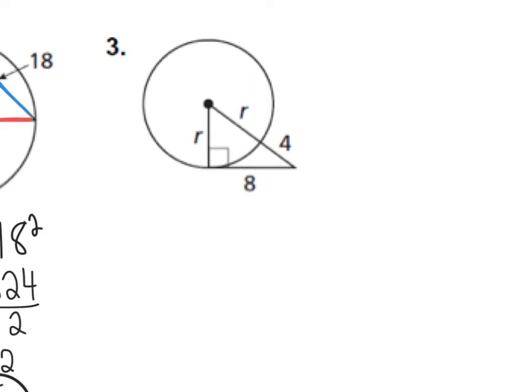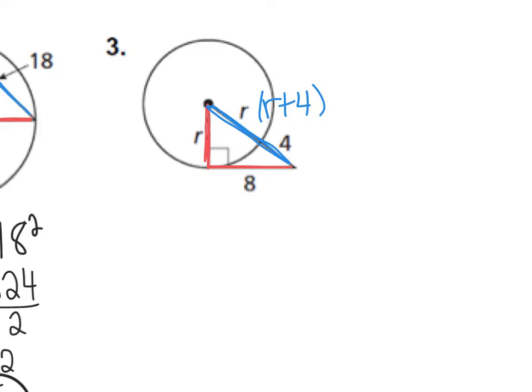Okay, so if we look, it's the same idea though. Here's one of our legs, and here's the other leg. So r and 8 are the 2 legs. The hypotenuse is this whole length. Well, the inside part is r, the outside part is 4, which means the hypotenuse is going to be r plus 4. So we have to be careful with that.